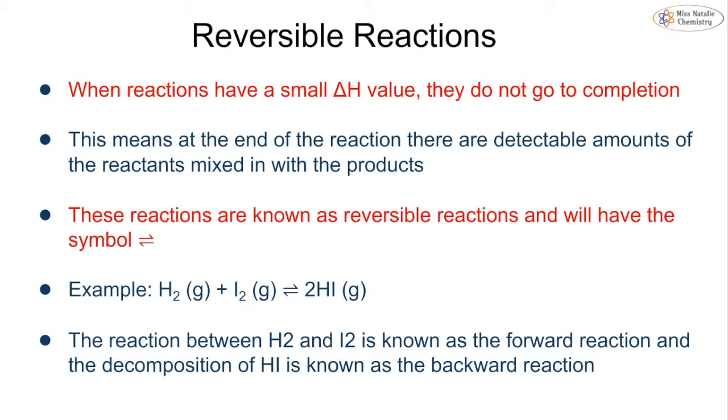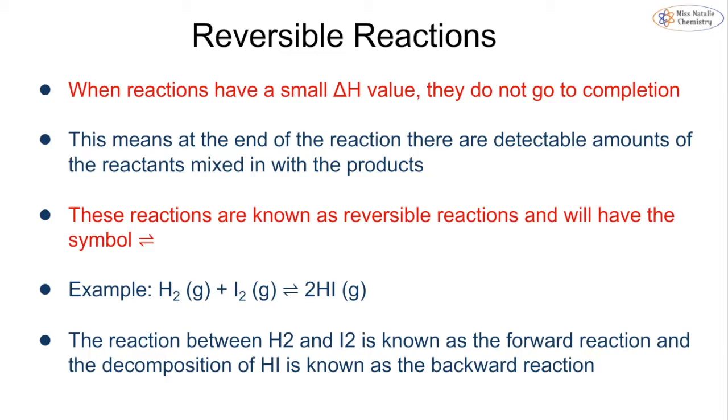So when reactions have a small delta H, or a small enthalpy value, then typically they will not go to completion. This means that at the end of the reaction, or at a specific point once the reaction has been running, there is a detectable amount of reactants mixed in with the products. So we don't have a full conversion of all reactants to all products.